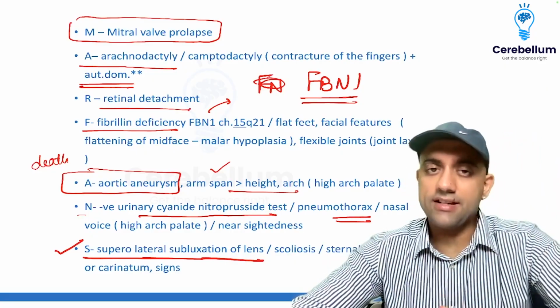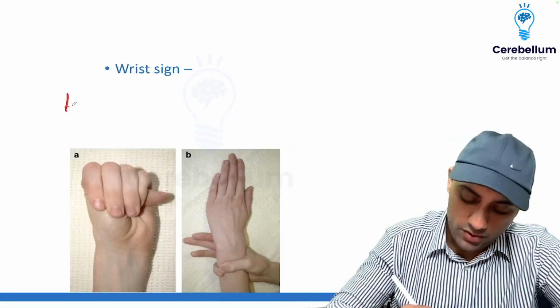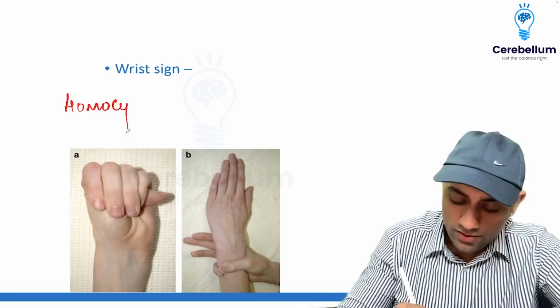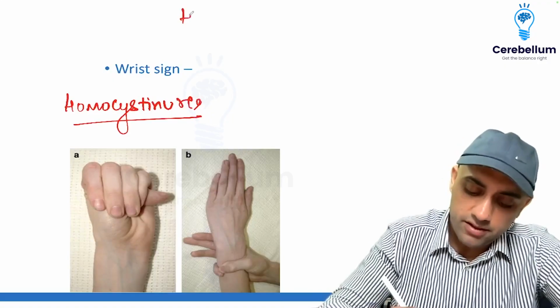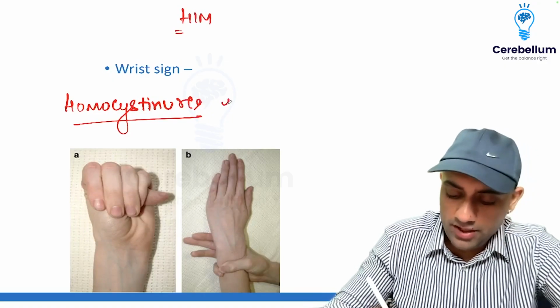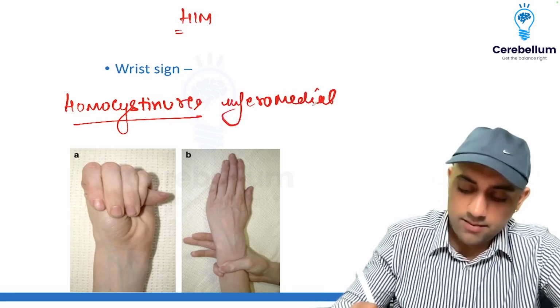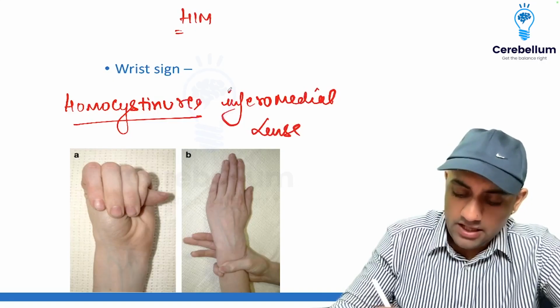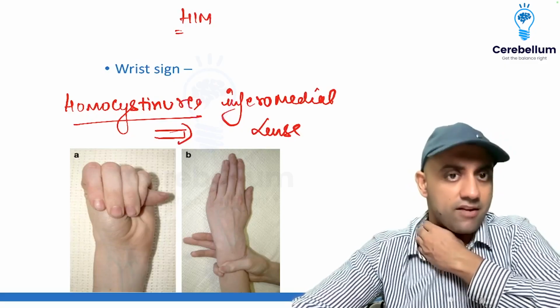This whole thing is the same in a homocystinuria patient also. A homocystinuria patient will also have Marfanoid features, or features of Marfan syndrome. The only thing to remember is that homocystinuria will have an infero-medial subluxation of the lens. The lens subluxation will be infero-medial in homocystinuria, whereas superior temporal subluxation is there in Marfan syndrome.